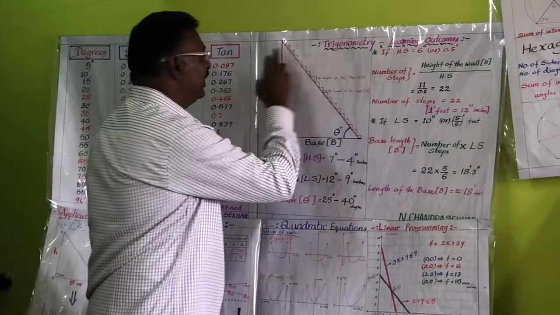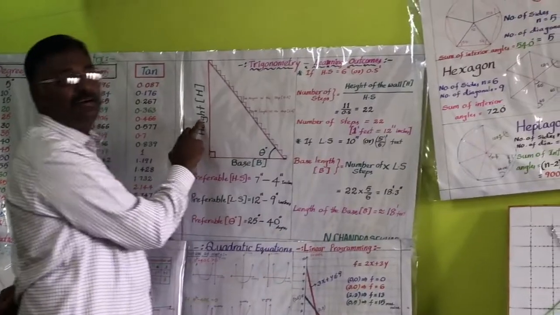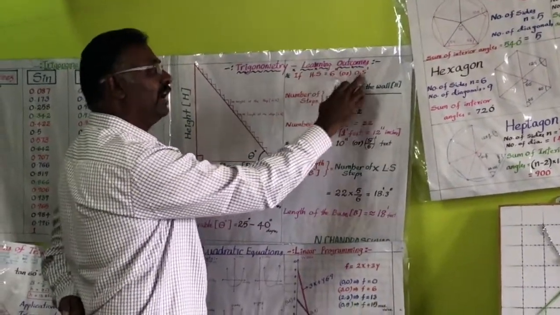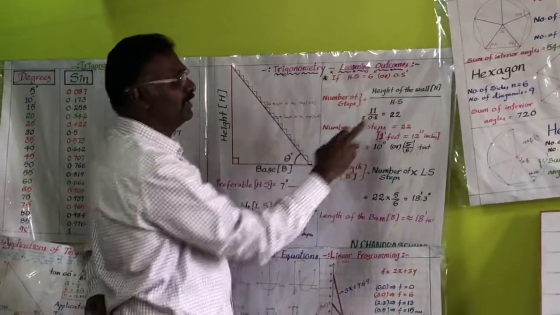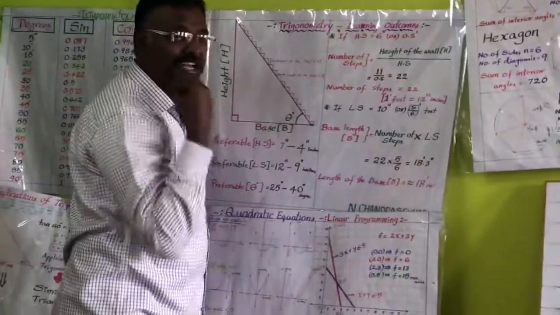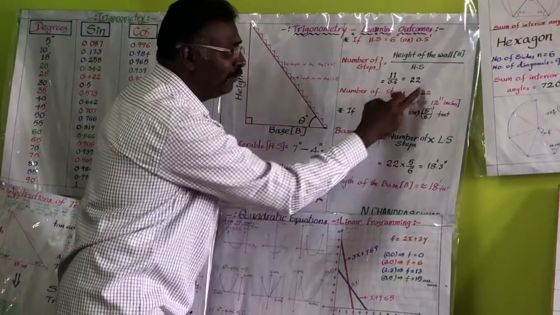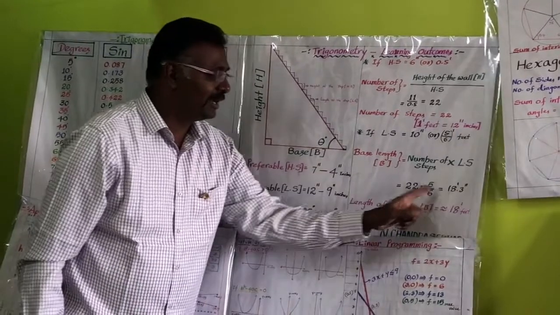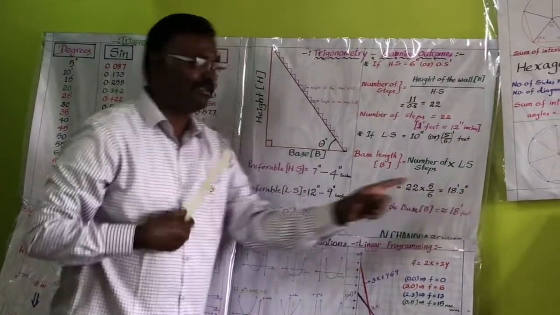But here I will arrange, for example, if the height of the wall is equal to 11 feet, I will take each step height as 6 inches or 0.5 feet. How many steps come? The height of the wall divided by the height of each step, so I need 22 steps. Each step length I will take as 10 inches. Then I multiply the number of steps by the length of each step, and the distance I want comes to 18.3 feet.